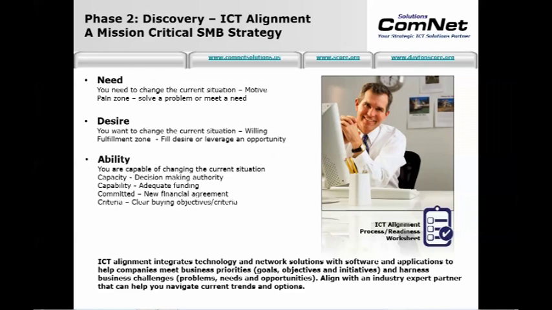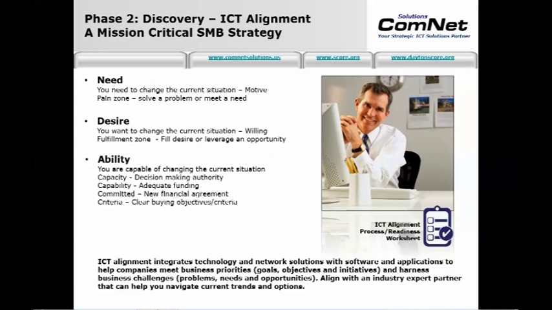Ability, am I able to change the system? Do I have the decision authority, or is the decision authority in my office? Do I have adequate funding if replacement is required? Do I have committed financial agreements that I can't get out of on the current system? We need to look at that. And am I prepared to move into some new financial agreements or contracts, if you will?